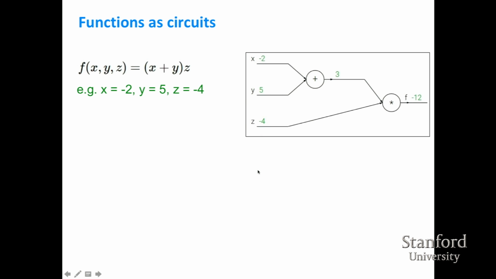And so let's take, for example, this very simple function f of 3 variables. The simple function is just x plus y times z. And let's assume we start with some random initial values for x, y, and z, from which we want to compute the derivatives.